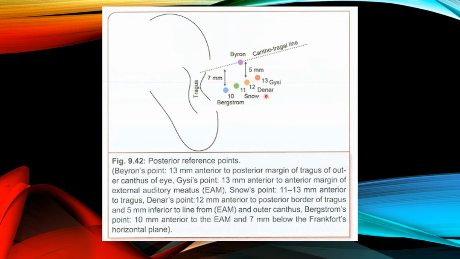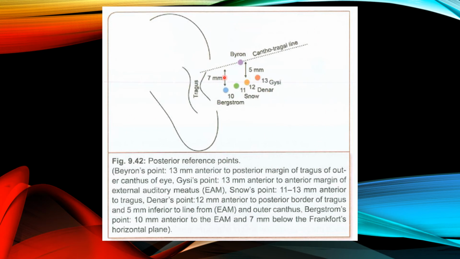Next one is the Snow's point. Snow's point is 11 to 13 mm anterior to the tragus. It is only 11 to 13 mm anterior to the tragus. That is Snow's point. Then Bergstrom point is 10 mm anterior to the external auditory meatus and 7 mm below the FH plane. This is the 7 mm which is inferior to the FH plane. So that is all about the reference points seen in this diagram.